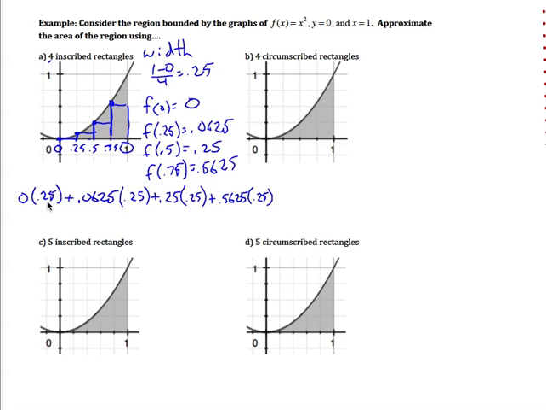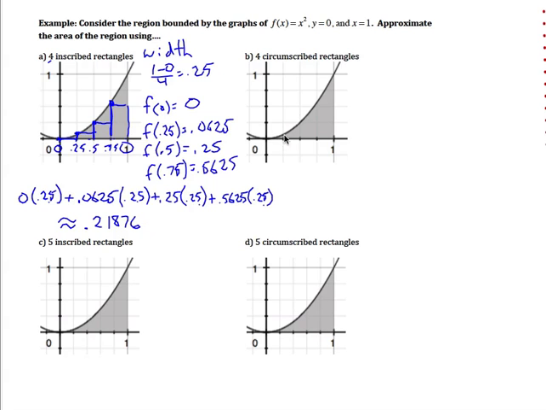Now as we go along, you could probably see that you can factor out the 0.25, add up all of your heights first, and then multiply by 0.25. Either way you do that is fine. So we're going to just plug this straight into our calculator, and we're going to sum this up. And it turns out to be 0.21876. Okay, so that's an approximation of the area under the curve, 0.21876.